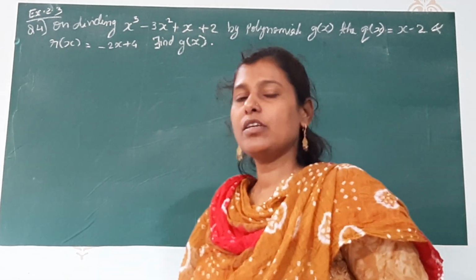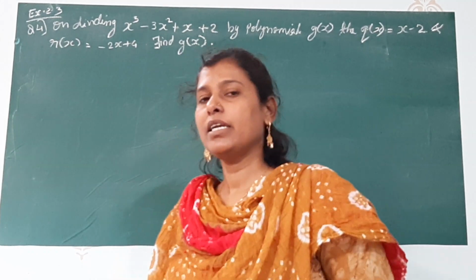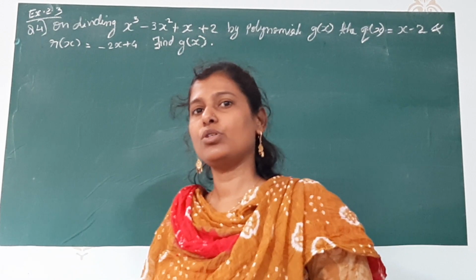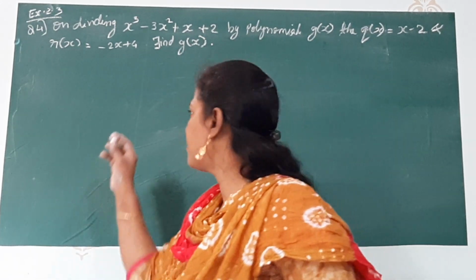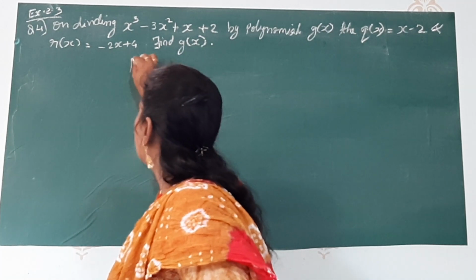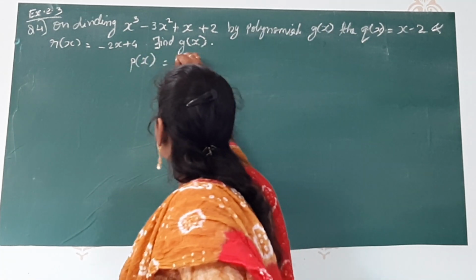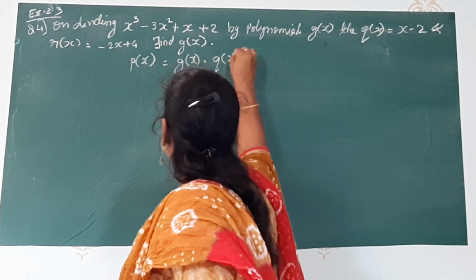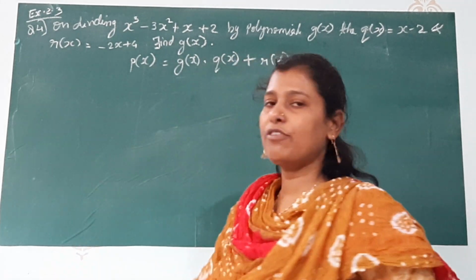Okay, now as I have taught in the lower classes also, and in the first lesson, real numbers, I have given you the pattern: a equals b q plus r, dividend equals divisor into quotient plus remainder. Same thing we have to use, that formula. In lower classes we have done dividend is p(x) equals divisor g(x) into quotient q(x) plus remainder r(x). Okay, this same formula we have to use.